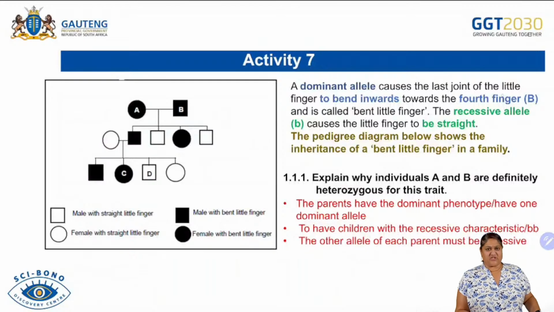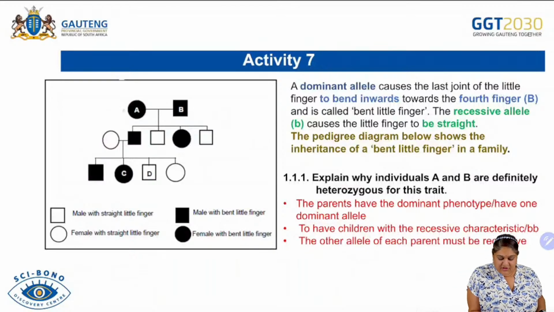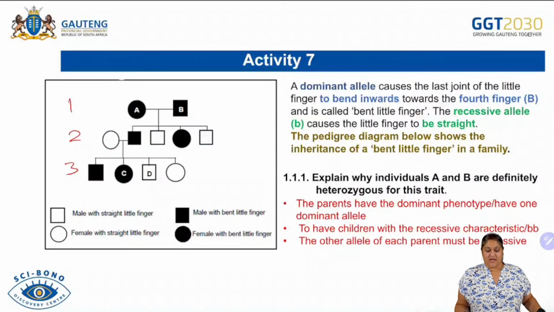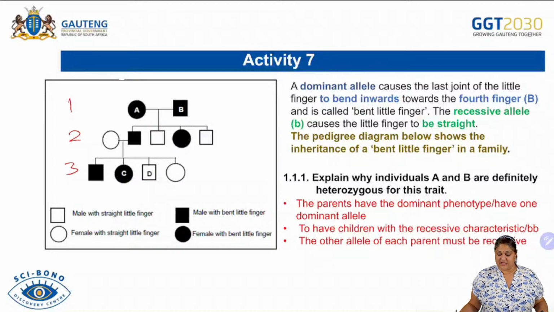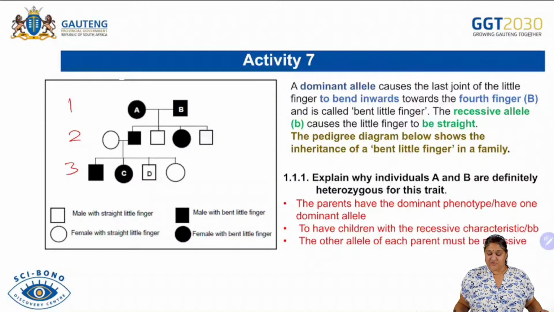Let's count the generations just because, right? This is generation 1, generation 2, generation 3. There are 3 generations. Then we've got the shaded ones are the males with the bent finger, and the unshaded ones are the males with the straight finger. Explain why individuals A and B are definitely heterozygous for this trait.